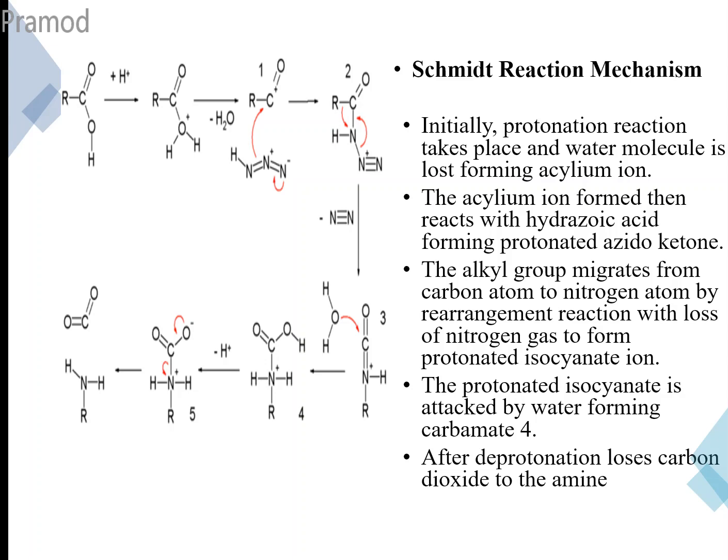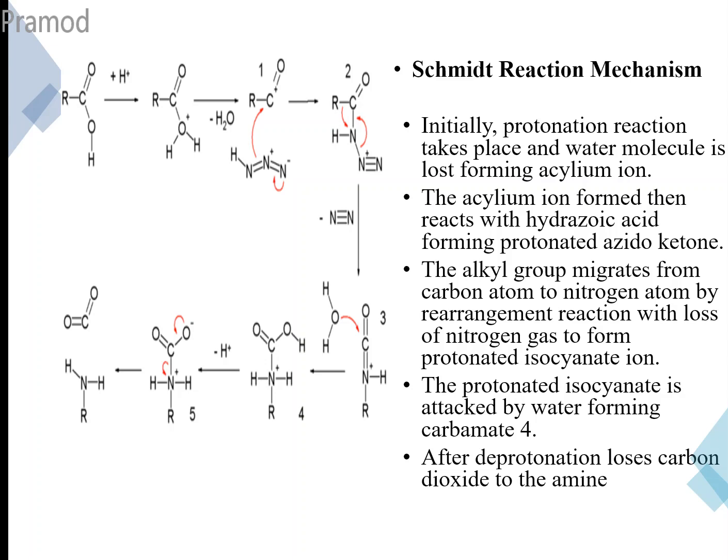So what is the next step? The next step is that the alkyl group migrates. In the migration, there is a loss of nitrogen. When the nitrogen is lost, your R group migrates to your nitrogen, thus leading to the formation of an isocyanate ion. This leads to the formation of your isocyanate.